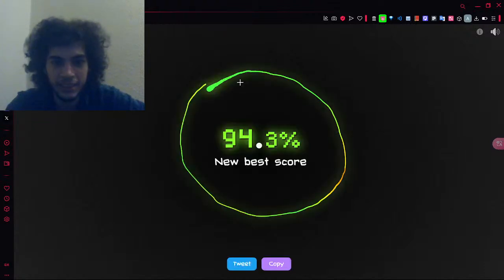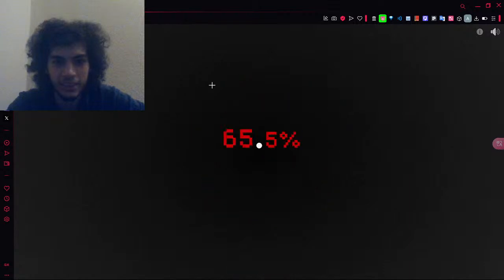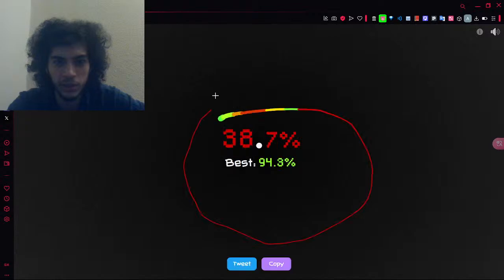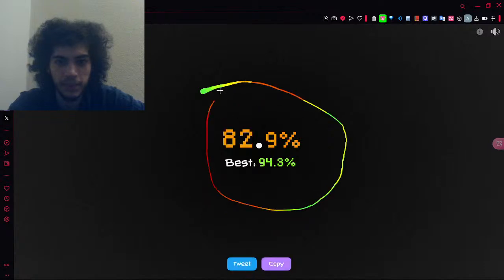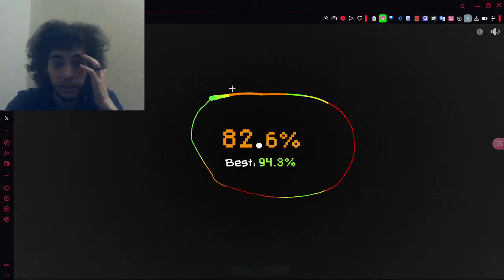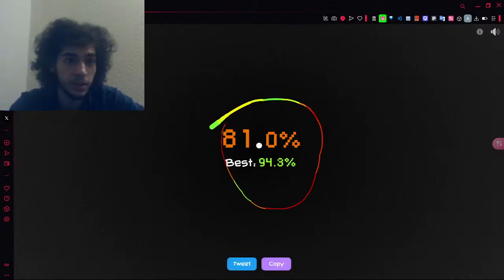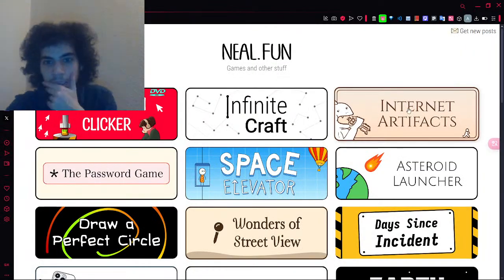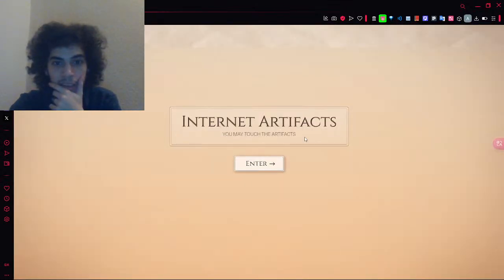There we go. Well, when it's off-centered but still circular, it doesn't count. Okay, amazing, amazing, amazing. Let's see what else. What is it? Internet artifacts. What is this? You may touch the artifacts. Okay, amazing. I like when museums say that.